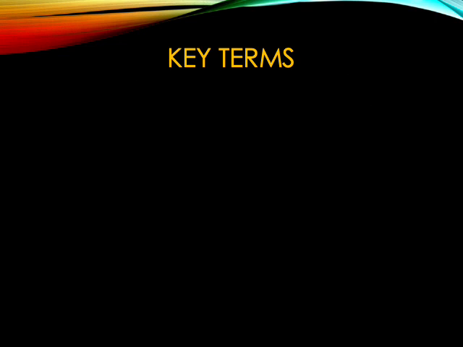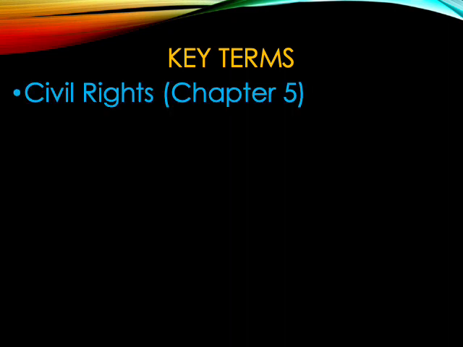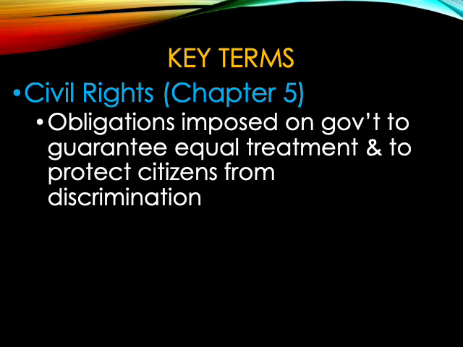Now, the chapter that we're going to be doing next week, Chapter 5, is not focused on civil liberties, but it's focused on civil rights. So what are the differences between civil liberties and civil rights? Well, the big difference is civil rights is telling government it must do things, okay? And so as the definition from your textbook says there, civil rights are obligations imposed on government to guarantee equal treatment and to protect citizens from discrimination.